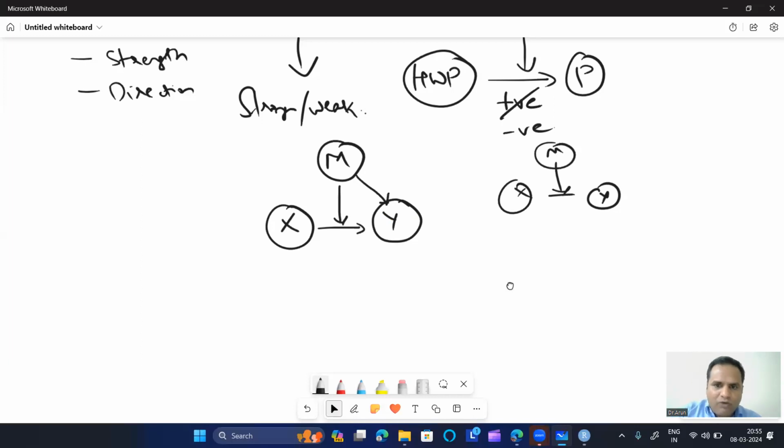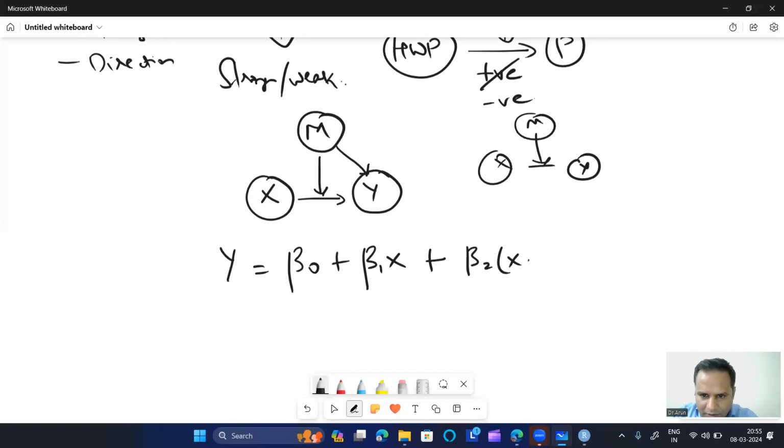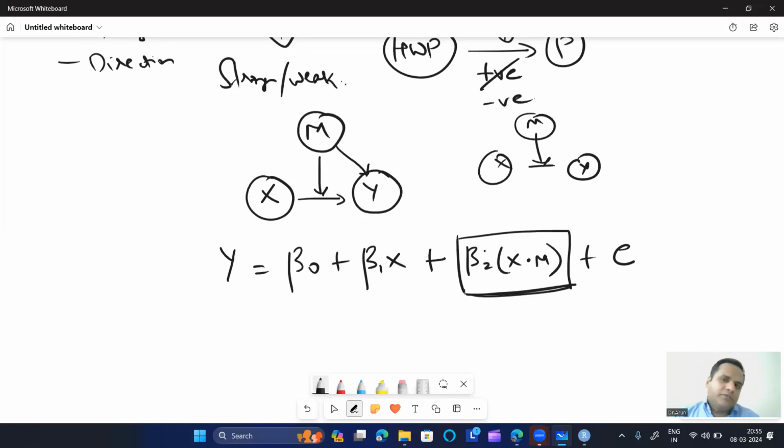Now friends, how do you check for moderation? Let's say y is my dependent variable. So y equals beta naught plus b1 x, where x is my independent variable, plus an interaction term. Interaction term means we check for b2 x into m, plus the error of the regression. If this effect comes out to be significant, we say that there is a moderation.